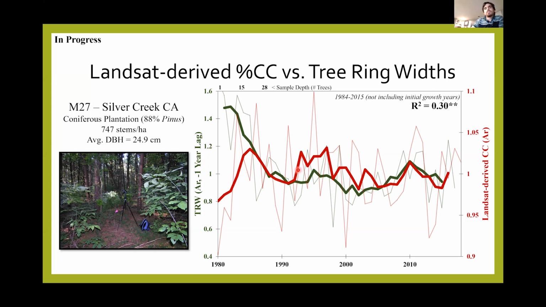What's interesting is that it gets a bit noisy in the middle here, but in the end period, it seems to follow a really similar pattern, with an overall R² of 30%. But in the last 10 years, we have a pretty strong relationship where you can clearly see it follows the same periods of growth and decline between 2005 and 2015 at this coniferous plantation site in Southern Ontario.